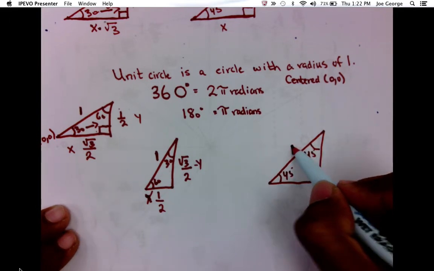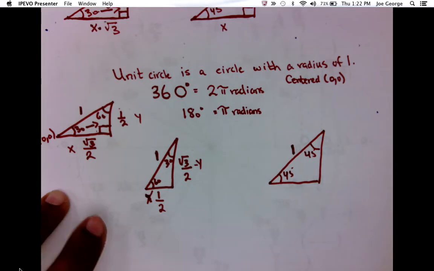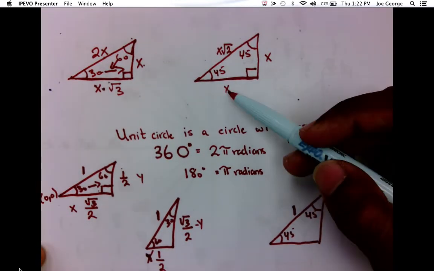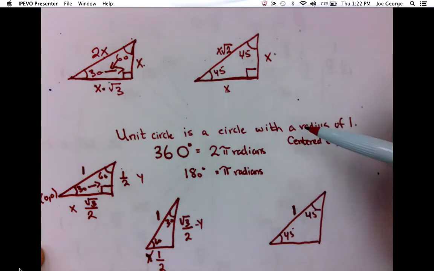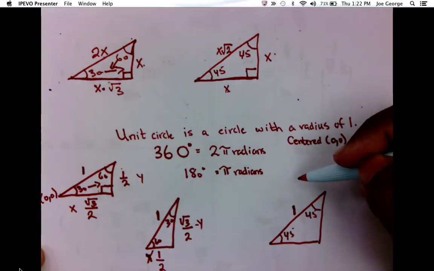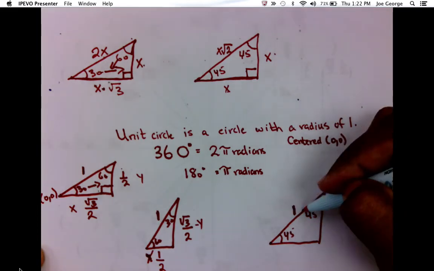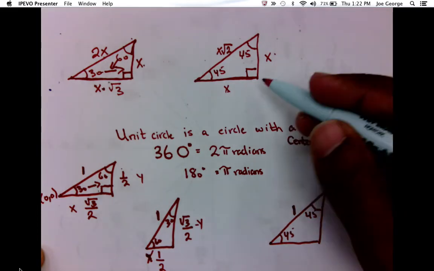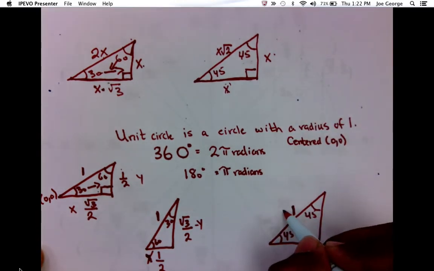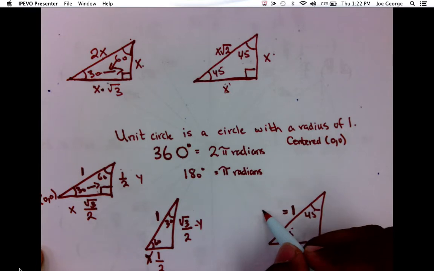And remember, my radius is still 1. The sample 45, 45, 90 looks like this. It says x, x, x radical 2. But if you notice right now, my hypotenuse is 1. Okay? If you want to solve for what this x originally was, I would have to set 1 equal to x radical 2.